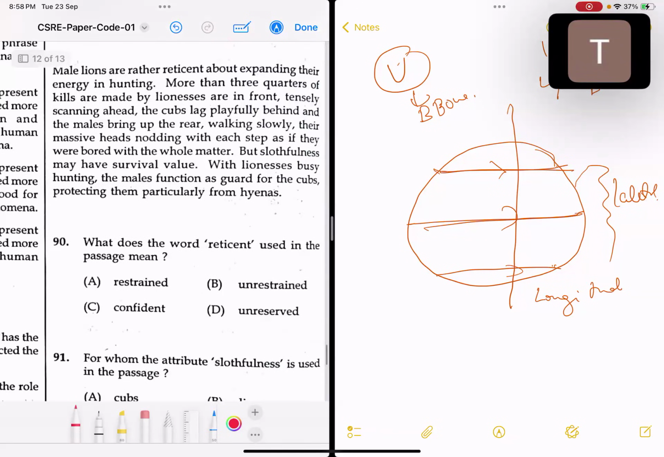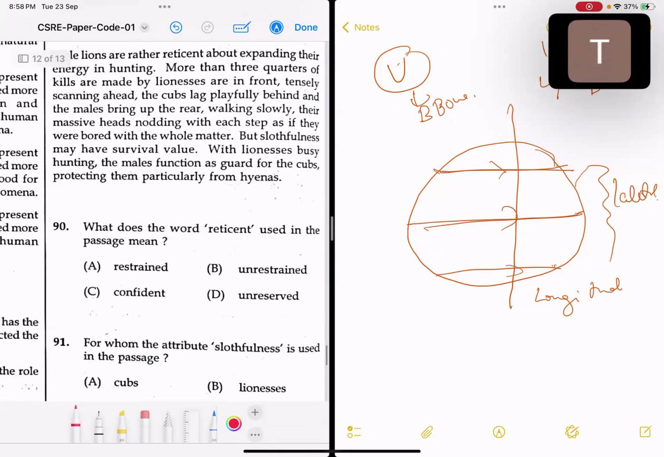So it talks about the different ways in which the male and the female lion behave in nature. The first question is, what does the word reticent used in the passage mean? When we say reticent, it means hesitant, right? So it should be restrained.